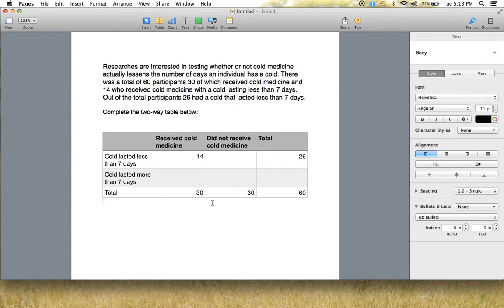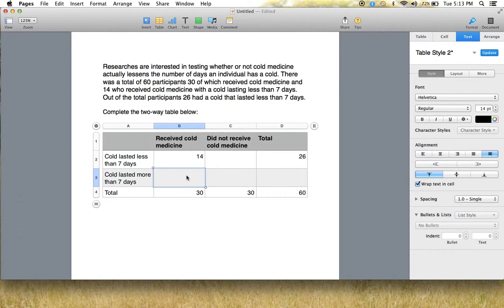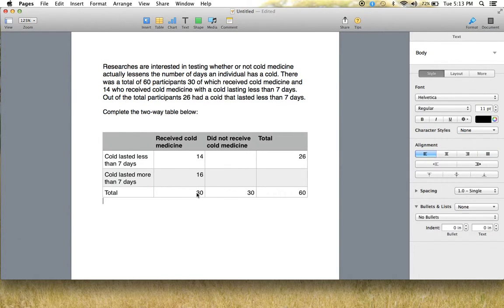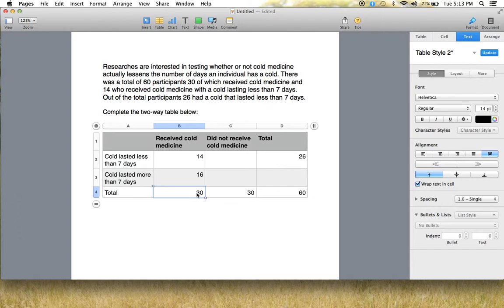All right, so here you can start wherever you want for the most part. I'm just going to start right here. We know that we have a total of 30 who received cold medicine, and we were also told that of those 30, 14 had a cold that lasted less than 7 days. So what has to be in this cell is 16, because again, this total column needs to equal 30.